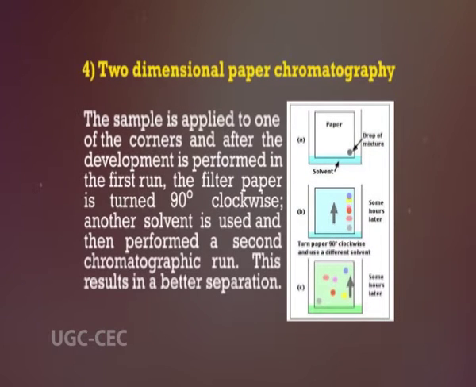Fourth one is two-dimensional paper chromatography. The sample is applied to one corner and after the development is performed in the first run, the filter paper is turned 90° clockwise. Another solvent is used and then a second chromatographic run is performed. This results in a better separation.